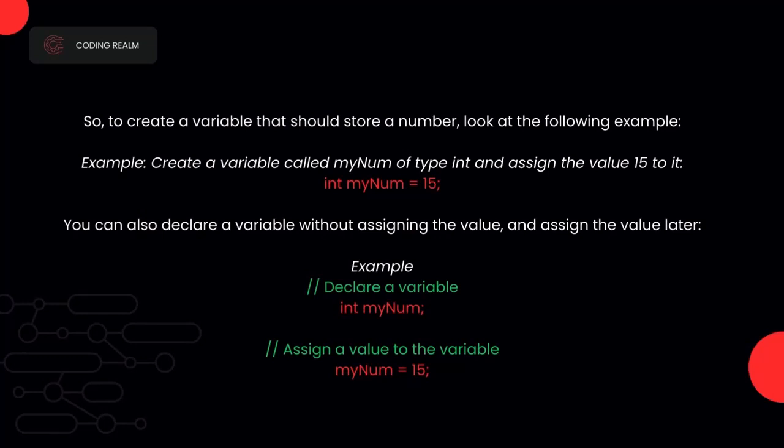So, to create a variable that should store a number, look at the following example. Here, I need to create a variable called mynum of type int and assign the value 15 to it. int mynum = 15. You can also declare a variable without assigning the value, and assign the value later. For example, first, I need to declare a variable, int mynum. Second, we will assign a value to the variable, mynum = 15.